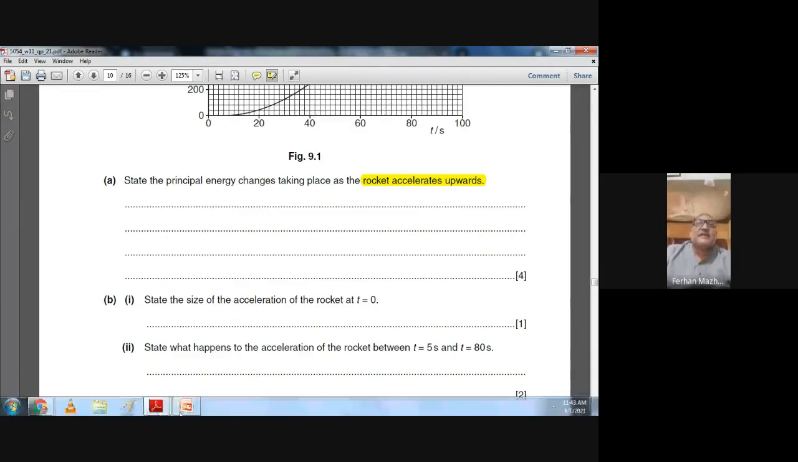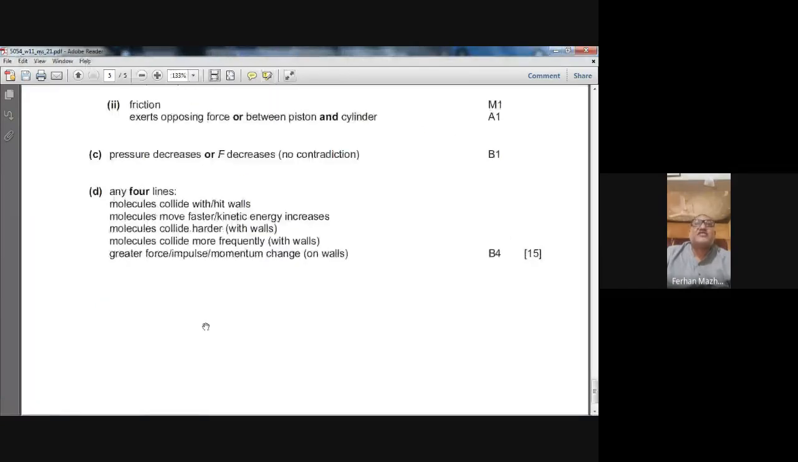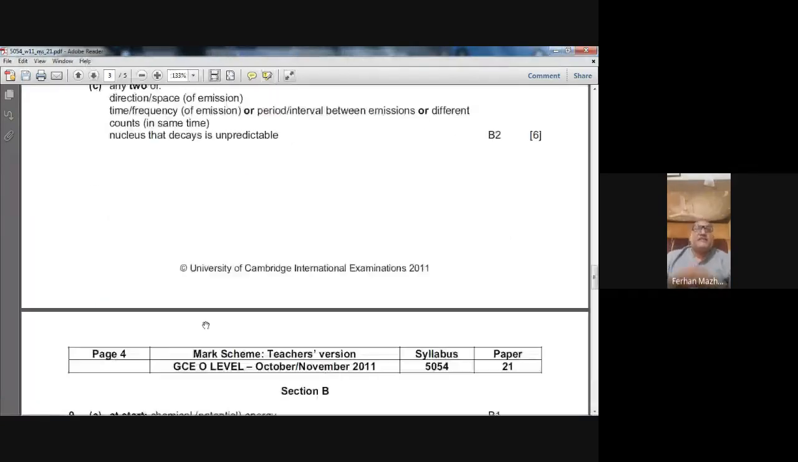Let's check the marking scheme, and then we will see what we can do. This is question number 9, section B. He says that the question is of 4 marks.